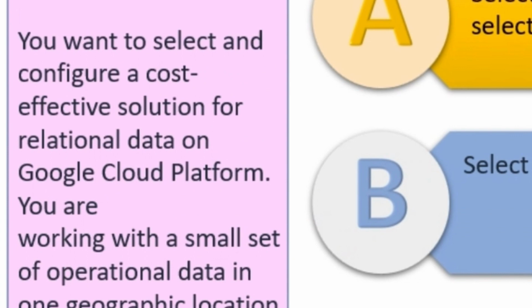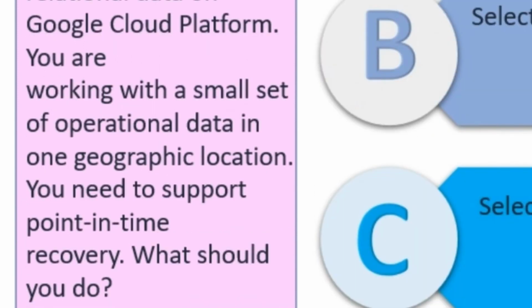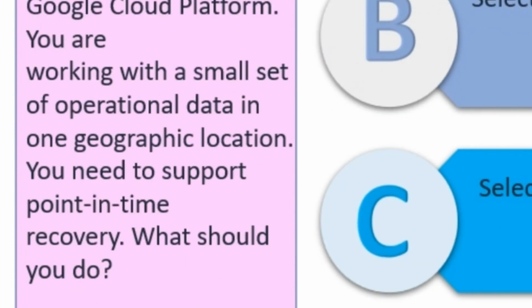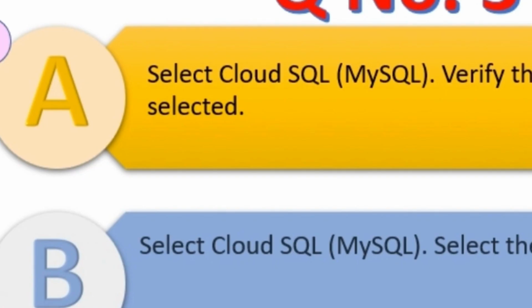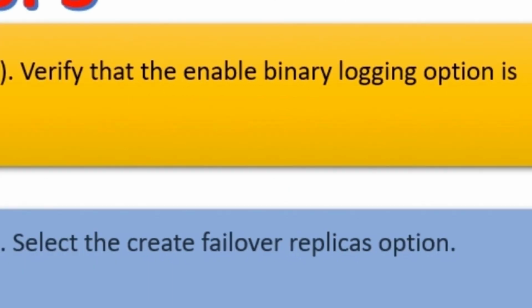You want to select and configure a cost-effective solution for relational data on Google Cloud Platform. You are working with a small set of operational data in one geographic location. You need to support point-in-time recovery. What should you do? Option A, select Cloud SQL, that is MySQL. Verify that the enable binary logging option is selected.